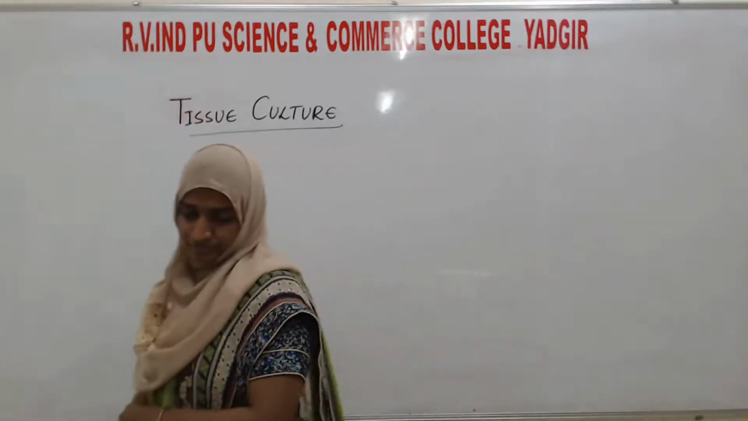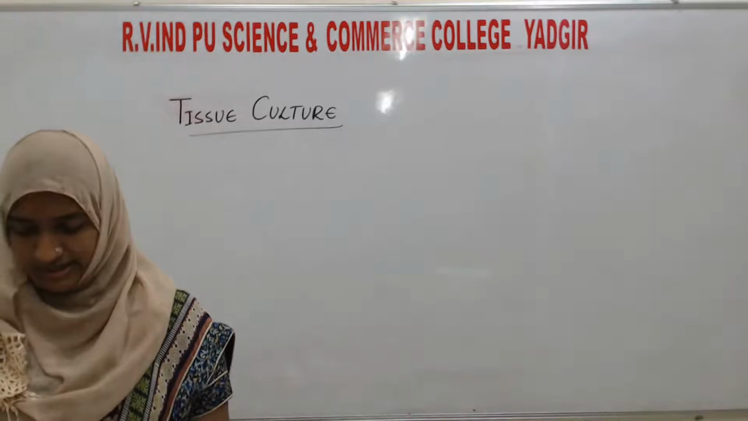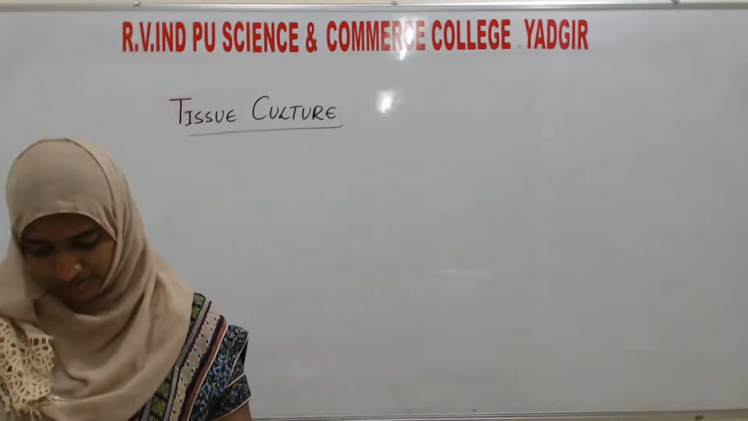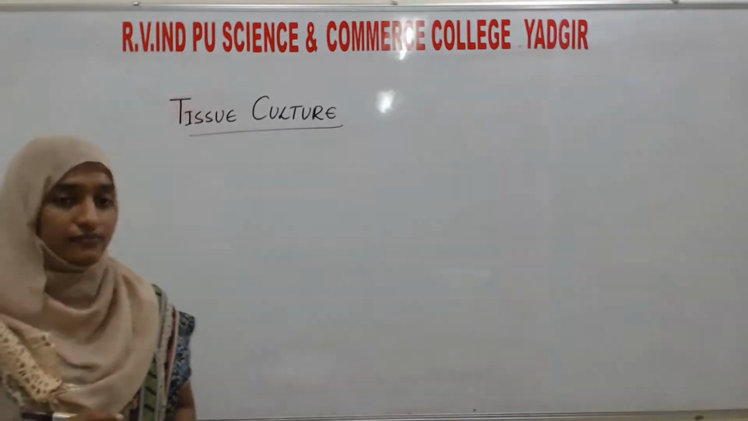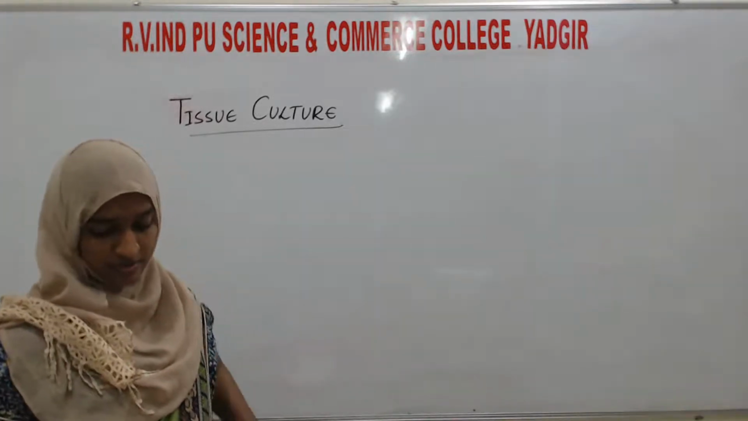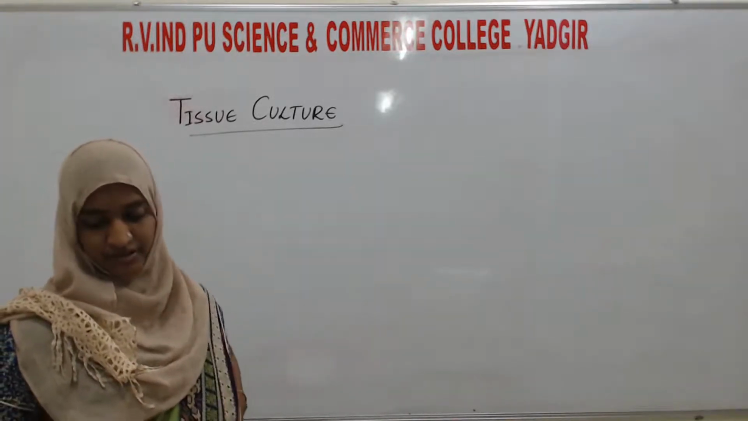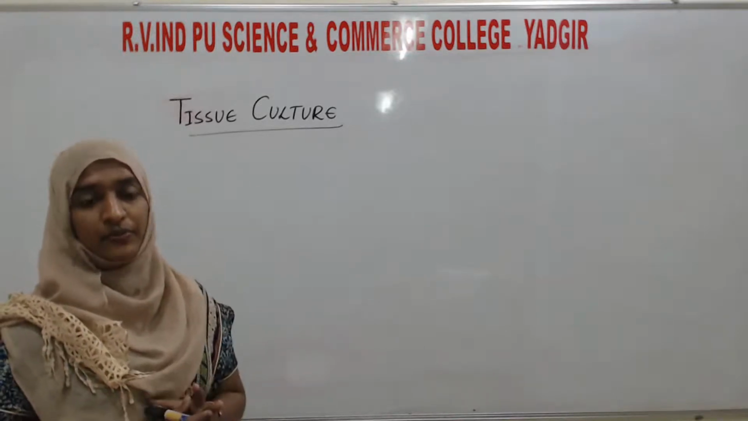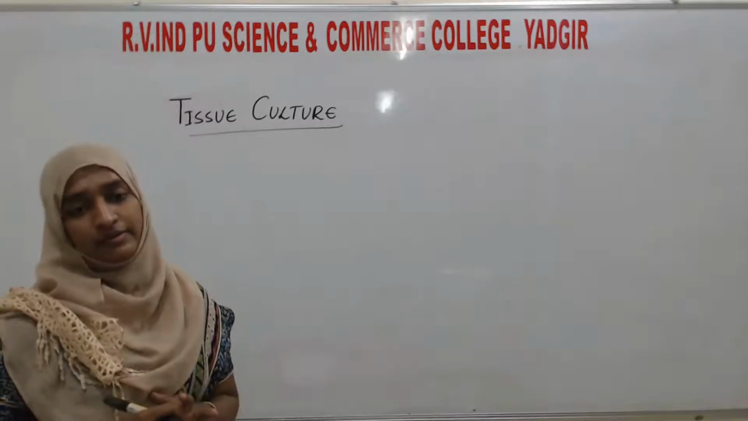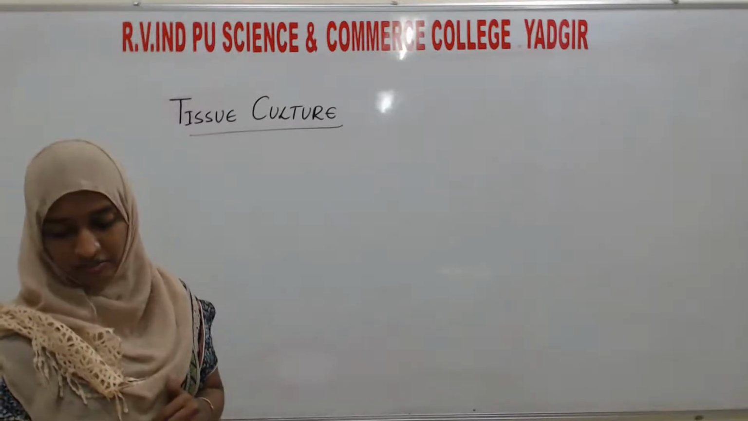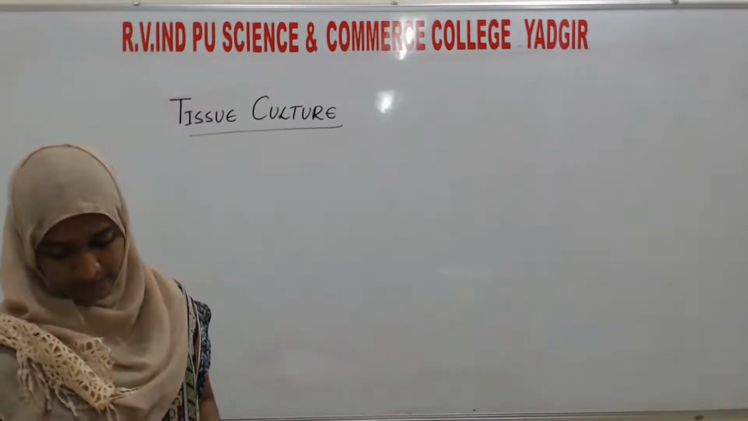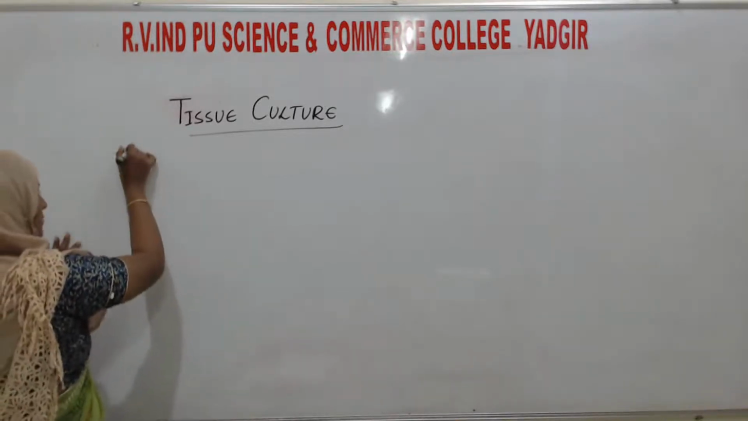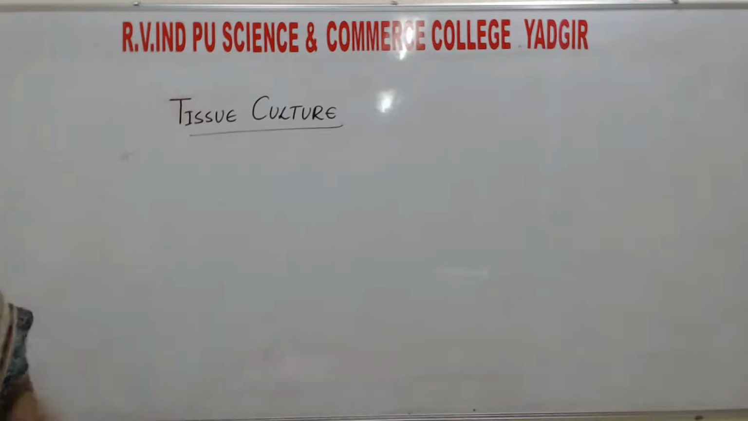For the production of a somatic hybrid, first we will see what you mean by somatic hybrids. Scientists have isolated protoplast. What do you mean by protoplast? They will take the cytoplasm with the plasma membrane. So first we will see what you mean by somatic hybrid.